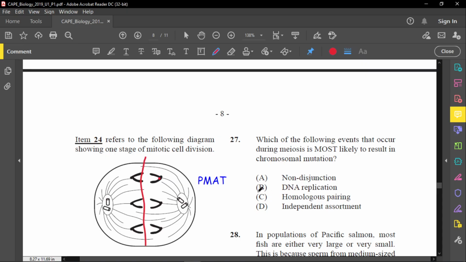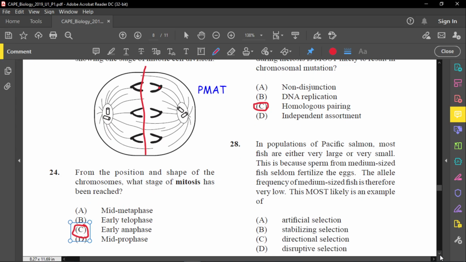Homologous pairing is a great answer right here, because let's think about crossing over, for example. When you have crossover and synapsis taking place, when the chromosomes are pairing up and exchanging genetic material, if you think about it in that sense, with mutation taking place in the chromosomes, absolutely. All right, 28.